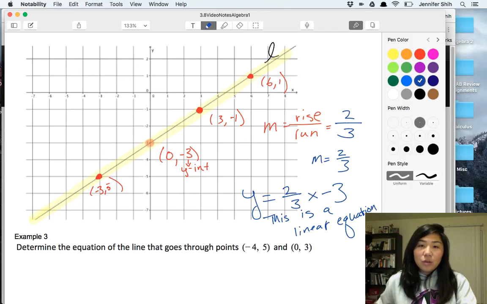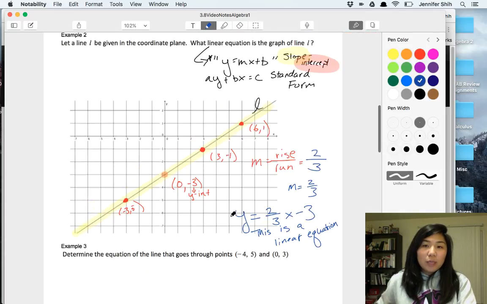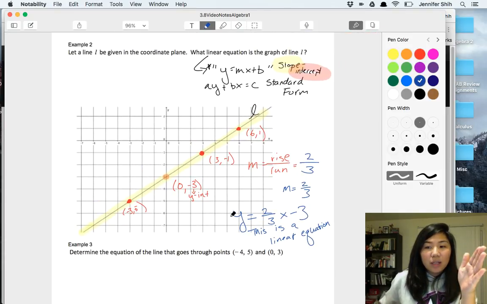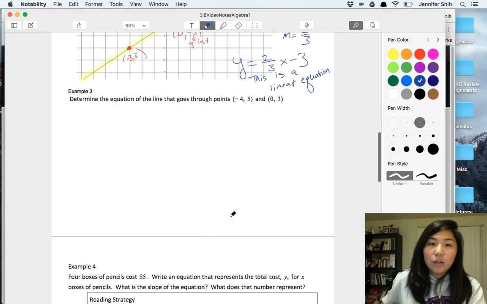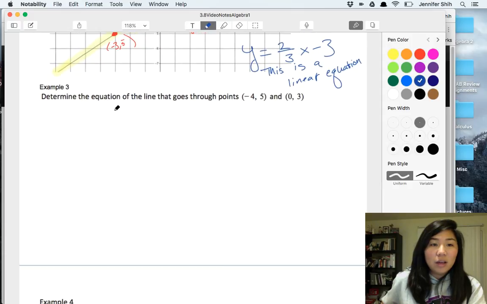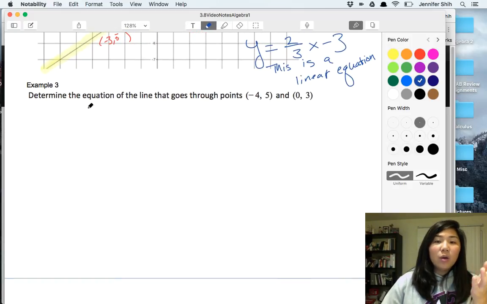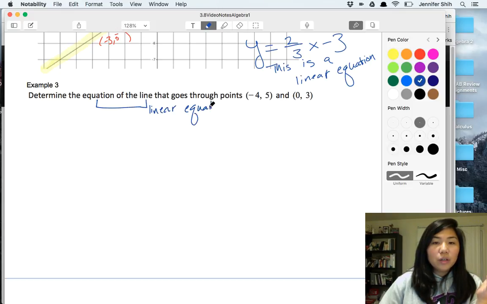By the way, example 2 was how to create a linear equation from a graph. Example 3 is how to create the equation of a line with 2 points. We're going to do the same thing. We need 2 things. We need a slope and we need an intercept. Oh, look, 0, 3, that's a y-intercept.